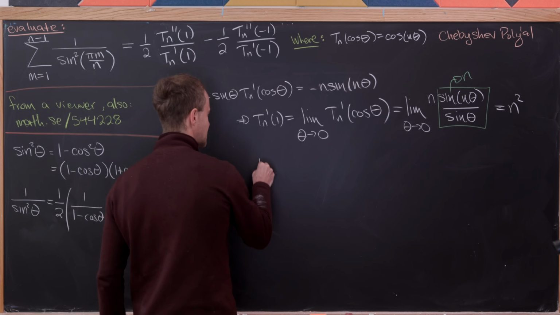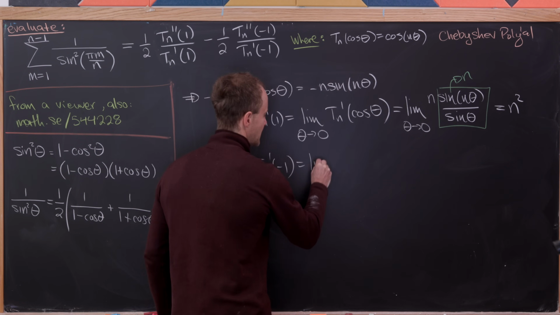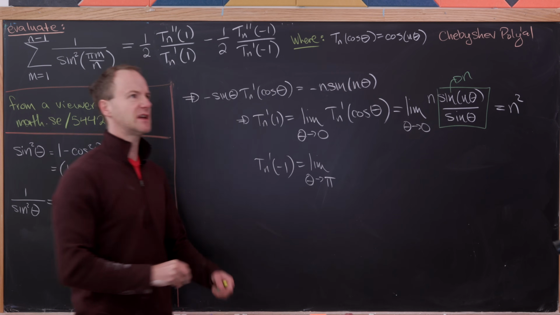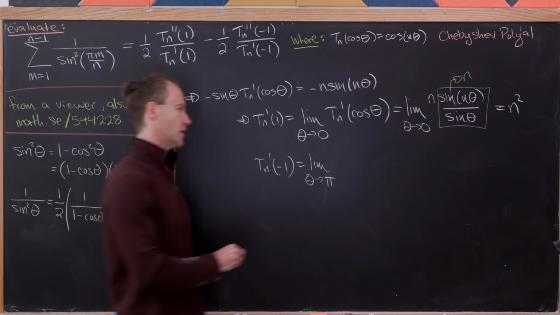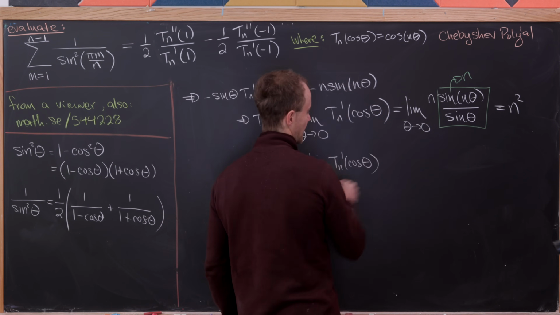Okay, well what about T_n prime of negative 1? Well, that's going to be the limit as theta goes to pi of T_n prime of cos theta. That's because cosine of pi is negative 1.